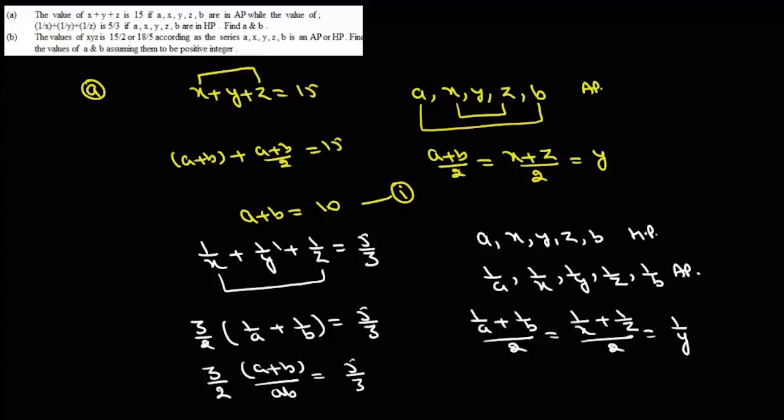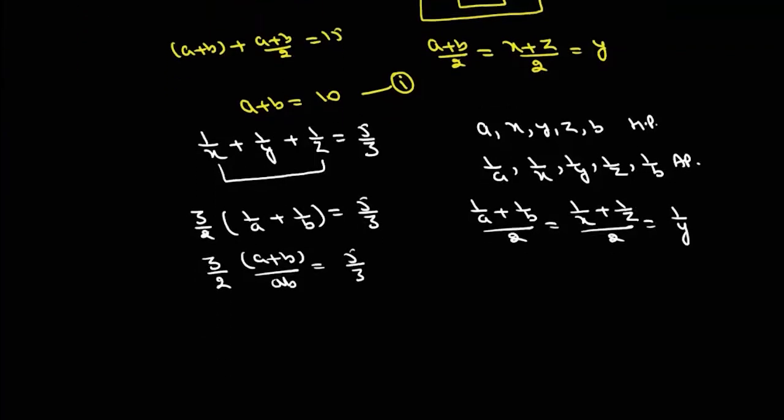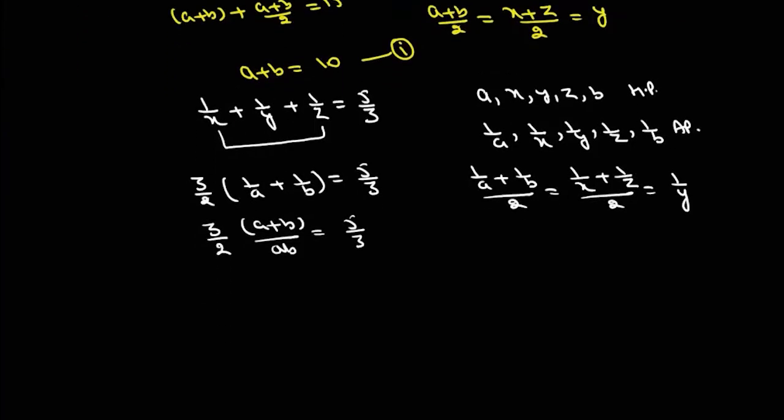Now we already know a + b is 10. So if we put a + b as 10, we can write this as 3/2 times 10/ab, and this is equal to 5/3. Now I'll cancel. We'll get the value of a into b as 9. So a into b is 9 and a + b is 10.